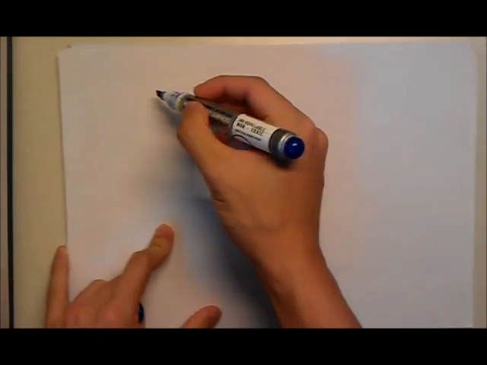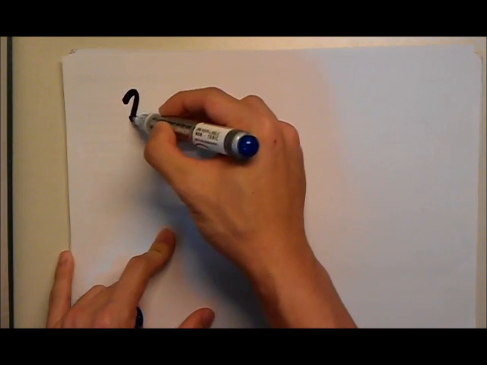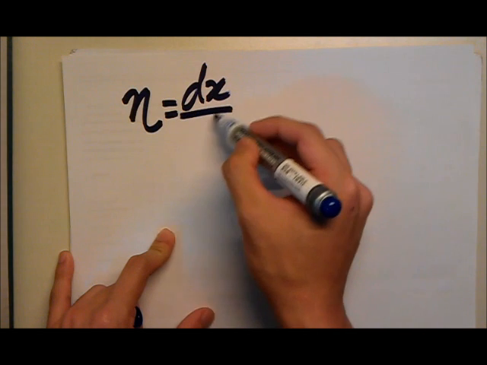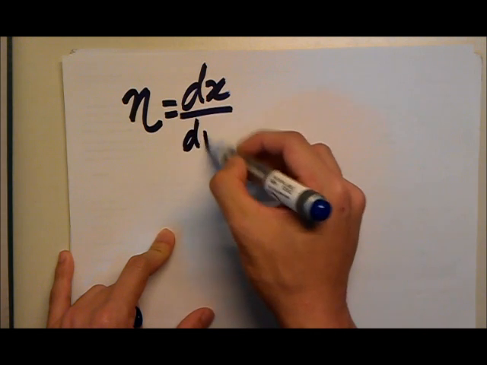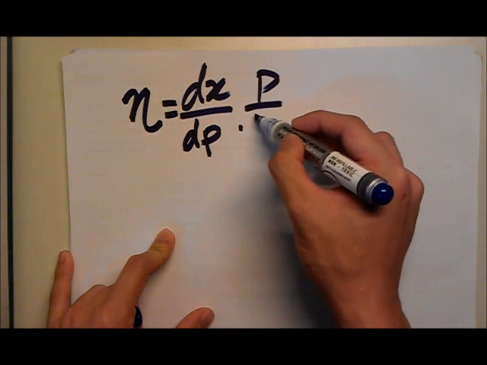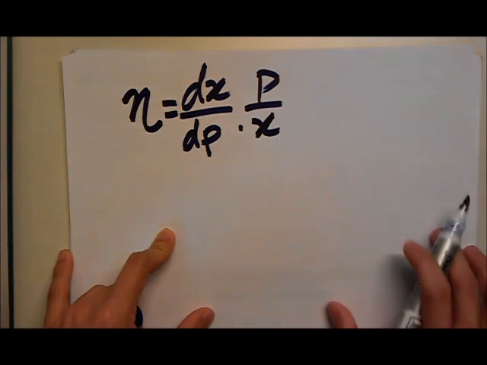Okay, so to start, let's look at the formula of price elasticity of demand. Price elasticity of demand is denoted as this, and the formula is change in quantity of X demanded divided by change in price, multiplied by price of X divided by quantity of X demanded.